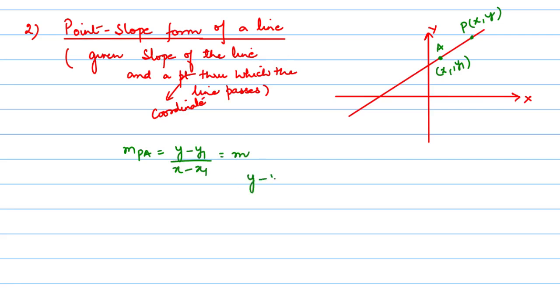Therefore what do we get? y minus y1 equals m times x minus x1. This is your slope point form. This is the equation of a line which is passing through x1, y1 and whose slope is m. So if we know the slope of the line and the point through which it is passing, we can straight away find the equation of the line.